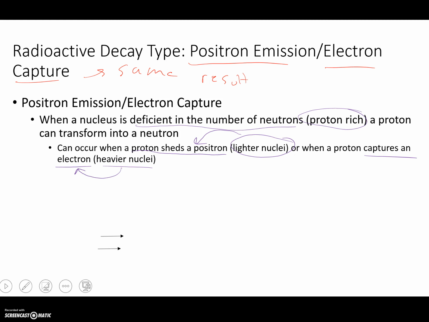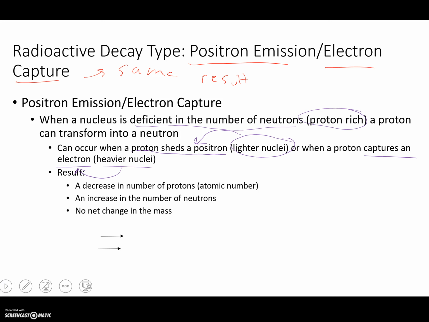Okay, but what you have to remember is the result of this is essentially the same. In both cases, we decrease protons, right? So our atomic number goes down 1. We get an increase in the number of neutrons. It goes up 1, right? Losing 1 proton, gaining 1 neutron, but in either case, no change in mass.